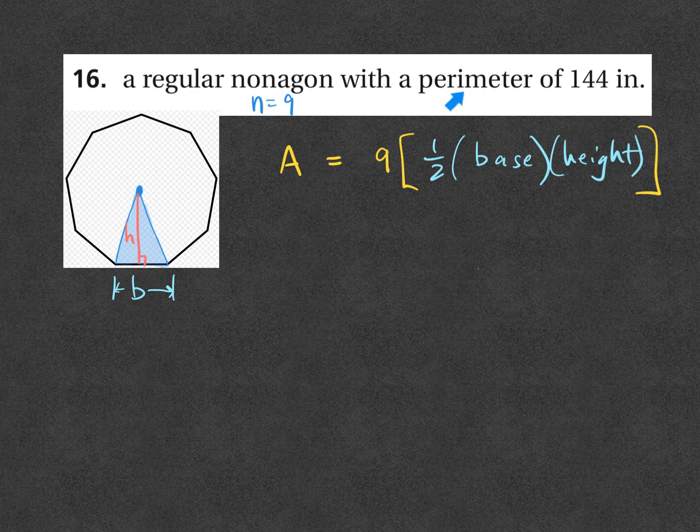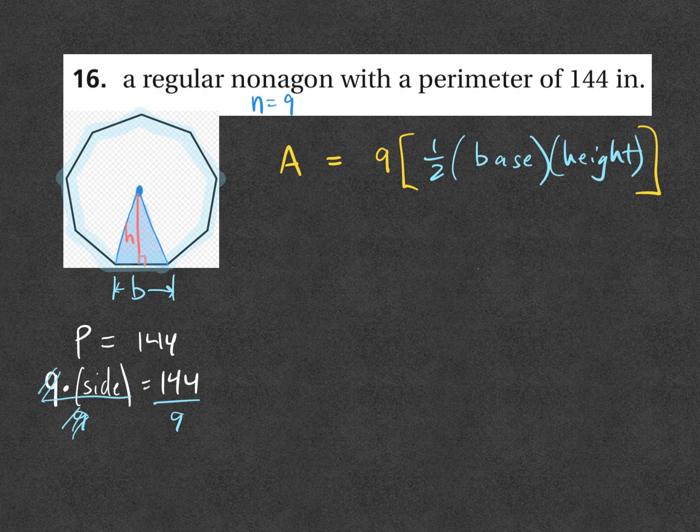Well, we are given in this problem that the perimeter is 144, and the perimeter is a distance around the edge. So if we traveled the length of a side all 9 times, we would have 144. Therefore, if we divide by 9, we'll have the length of a side. Left side divided by 9 leaves us with just side, and the right side divided by 9 leaves us with 16. So every side is 16 units long, which means the base of our triangle is 16.